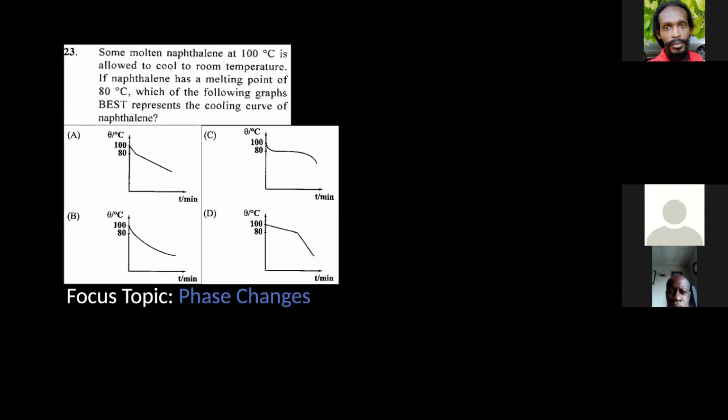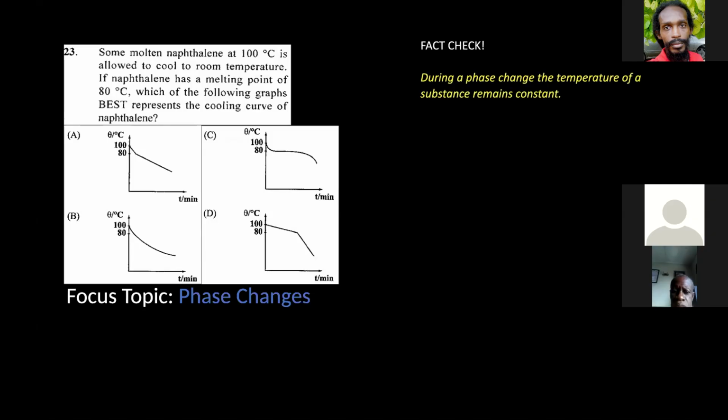23. We have some molten naphthalene at 100 degrees Celsius, and it's allowed to cool to room temperature. Naphthalene has a melting point of 80 degrees Celsius. Which of the following graphs best represents the cooling curve of naphthalene? Now we know that once the temperature gets to 80 degrees Celsius, then it is going to reach a point where the energy is used to change the state from liquid to solid. So you would end up with a flat line at 80 degrees Celsius before the temperature starts to decrease again, which makes our answer C.